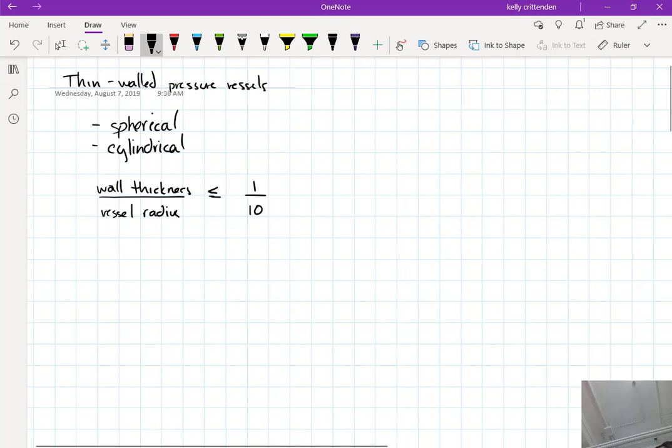In other words, the wall thickness is really thin. Like a Coke can, the wall of a Coke can is this super thin sheet of aluminum, and the radius of the Coke can is, I don't know, 1.5 inches or something like that. And so if we did the ratio of those, it would be much smaller than 1/10. Or if we did the diameter, it'd be much smaller than 1/20.